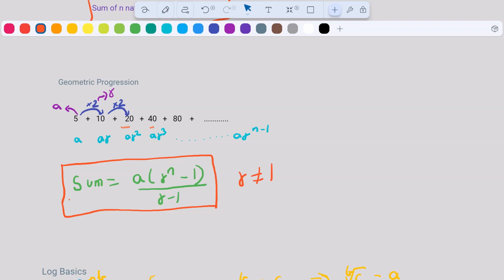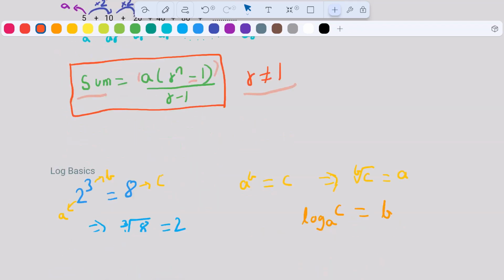So how do we get the sum of this? The sum is a multiplied by (r to the power n minus 1), divided by (r minus 1), provided that r is not 1. Okay, so now let's proceed further.